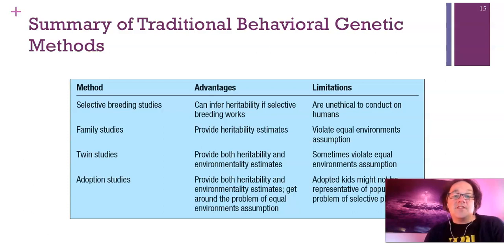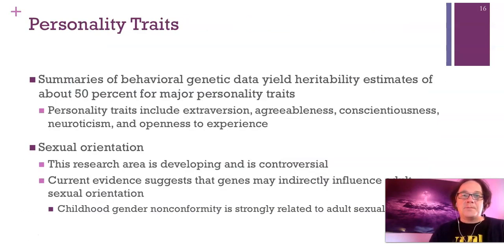Adoptive studies, an advantage is that it provides both heritability and environmentality estimates, and it gets around the problem of the equal environments assumption, so we don't have to worry about that. Limitation is that adoptive kids might not be representative of the population, and we have the potential issue of selective placement, even though most of the research suggests that neither one of those are a real limitation. So far, the limited number of studies that have been done on those two potential limitations suggests that they're not that big of a problem.